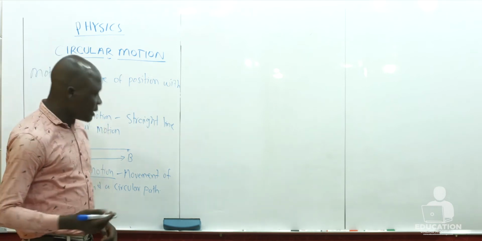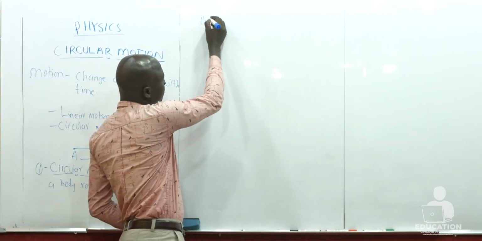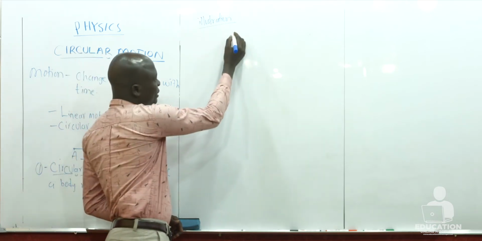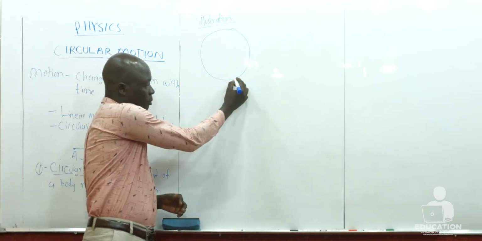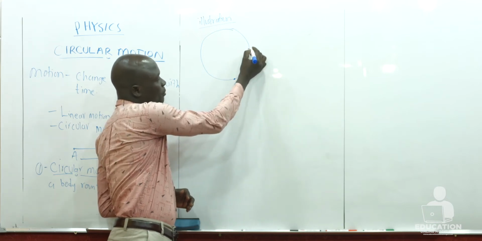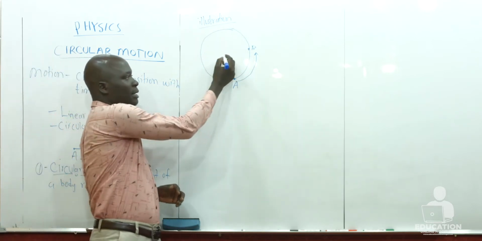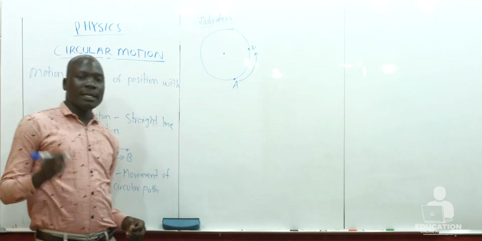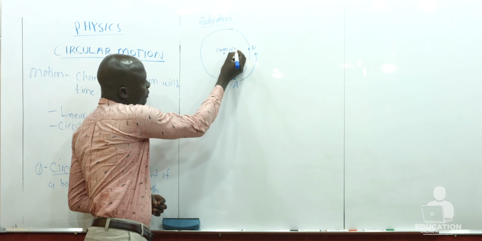To understand circular motion, let's consider this illustration. When the body moves in a circular path, let's assume it starts from point A. Then it moves along the circular path to another point B. So this body moves round a fixed point, and this fixed point is at the center of the circular path. This point that is found at the center of the circular path, we call it the center of the circle.